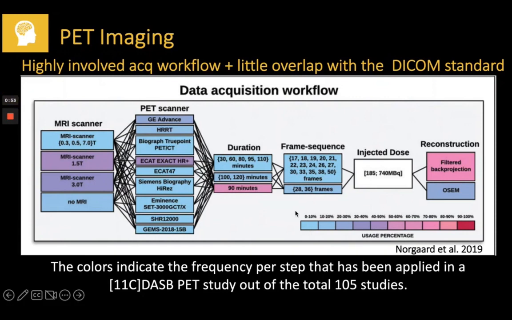But there are also different frame sequences to acquire for the data. Injected radiotracer dose may be different, and finally the reconstruction method can change from scanner to scanner. As a result of this complexity, it can be difficult to infer whether an observed change is physiological or if it's driven by changes in data acquisition and/or data processing.